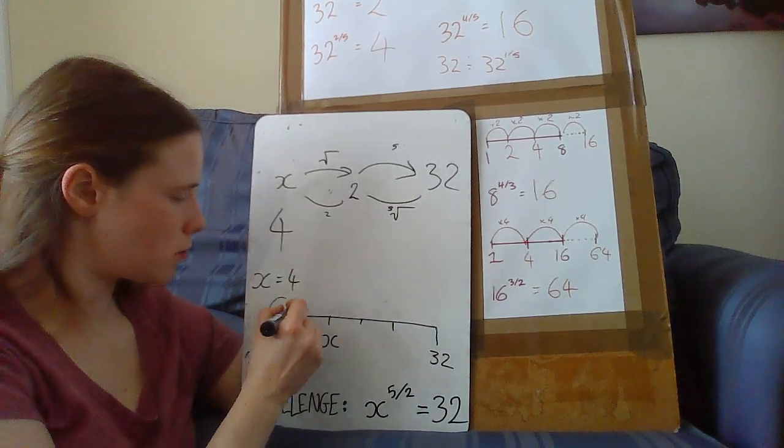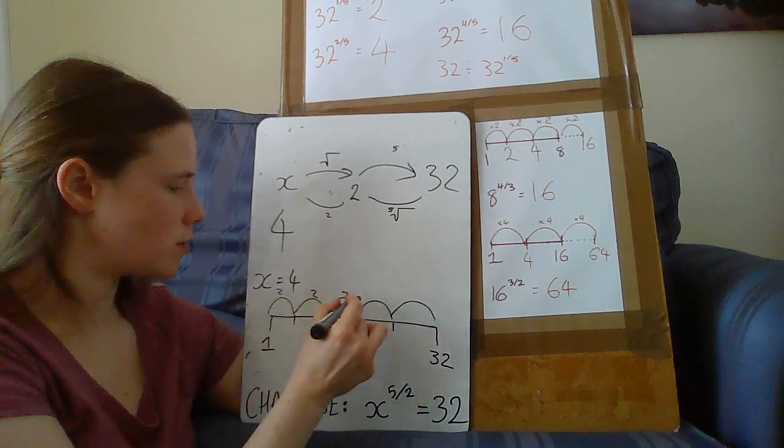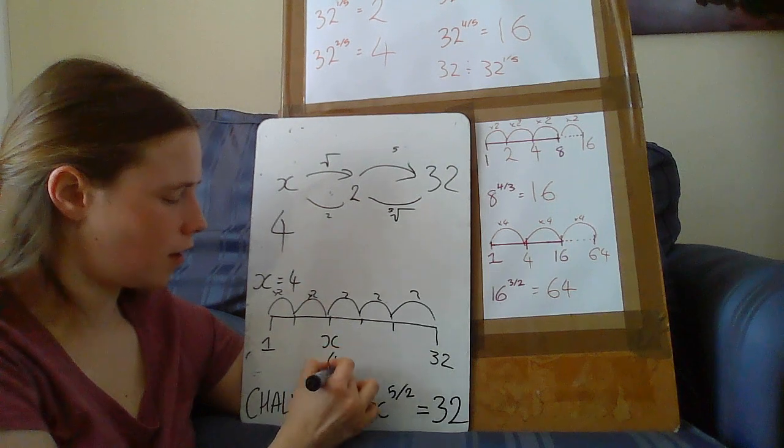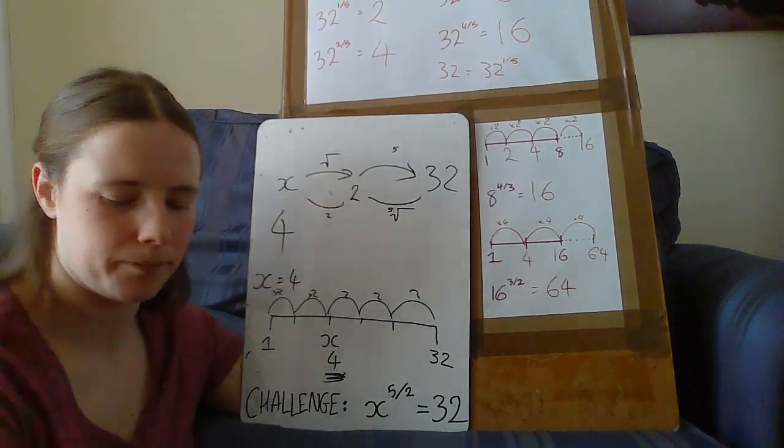So I've got to work out what number goes there on that number line. So first of all, you'll notice we've got 5 jumps going up to 32. So each jump is going to have to be timesing by 2. So if I times by 2 and times 2 again, I will get 4. Okay, so just 2 slightly different ways of thinking about that problem.